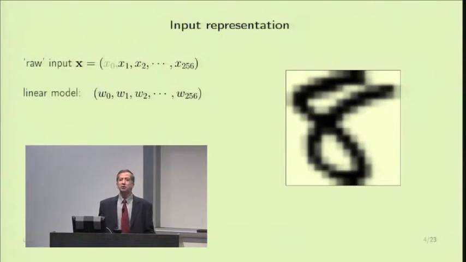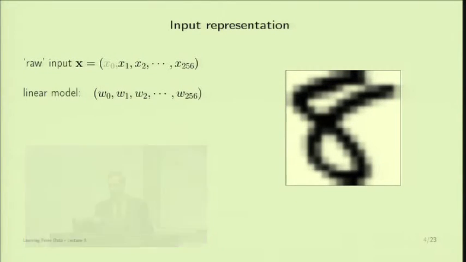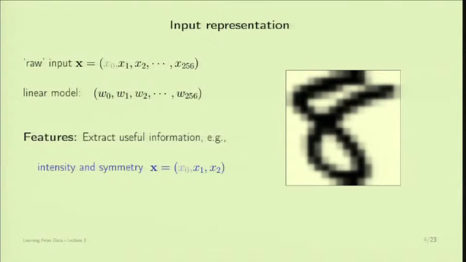We know something about the problem. We know that it's not really the individual pixels that matter. You can probably extract some features from the inputs and then give those to the learning algorithm and let the learning algorithm figure out the pattern. So this gives us the idea of features. What are features? You extract the useful information. As a very simple suggestion, instead of giving the raw input with all of the pixel values, you extract some descriptors of what the image is like.